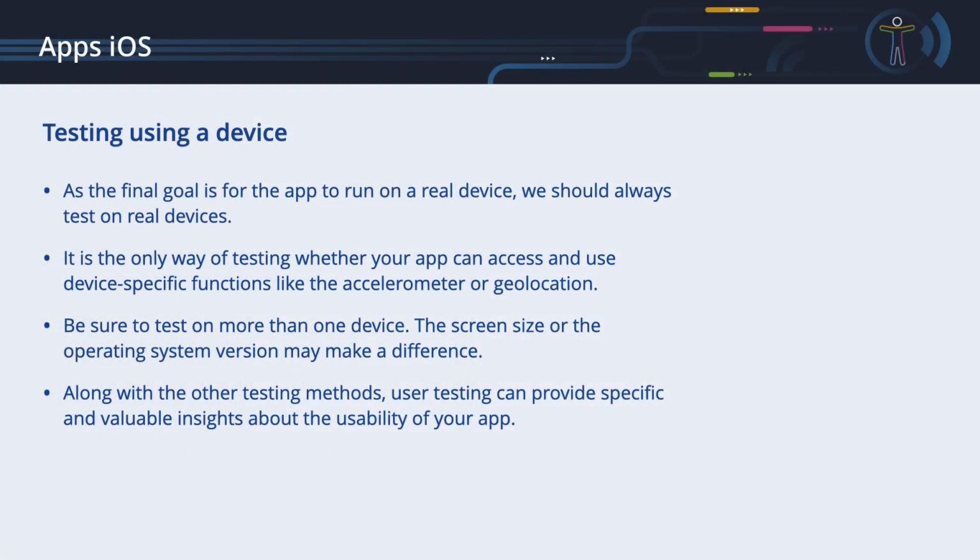Testing using a device. As the final goal is for the app to run on a real device, we should always test on real devices. Here we can evaluate all the different settings and operations our app offers by running them as the user will experience them. This is the only way of testing whether your app can access and use device-specific functions like the accelerometer or geolocation. Be sure to test the app on more than one device. The screen size or the operating system version may make a difference.